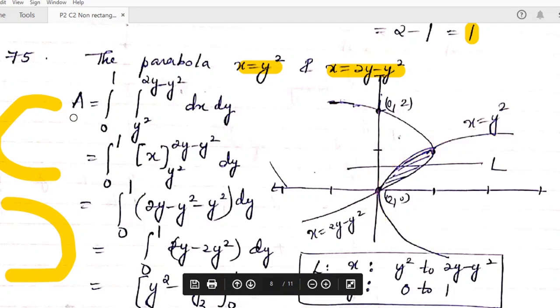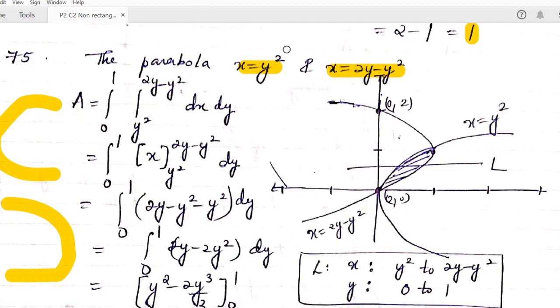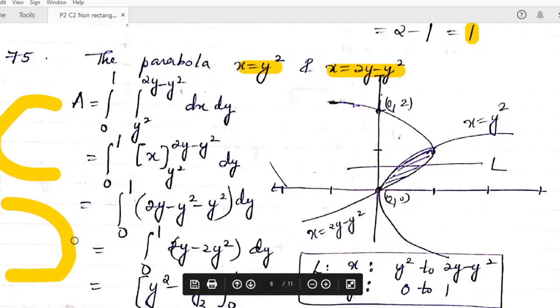Now we can find the second parabola, that is x is equal to 2y minus y square. We know that our parabola will be of this form. Now we have to accurately plot it. So for plotting you'll be putting x is equal to 0.